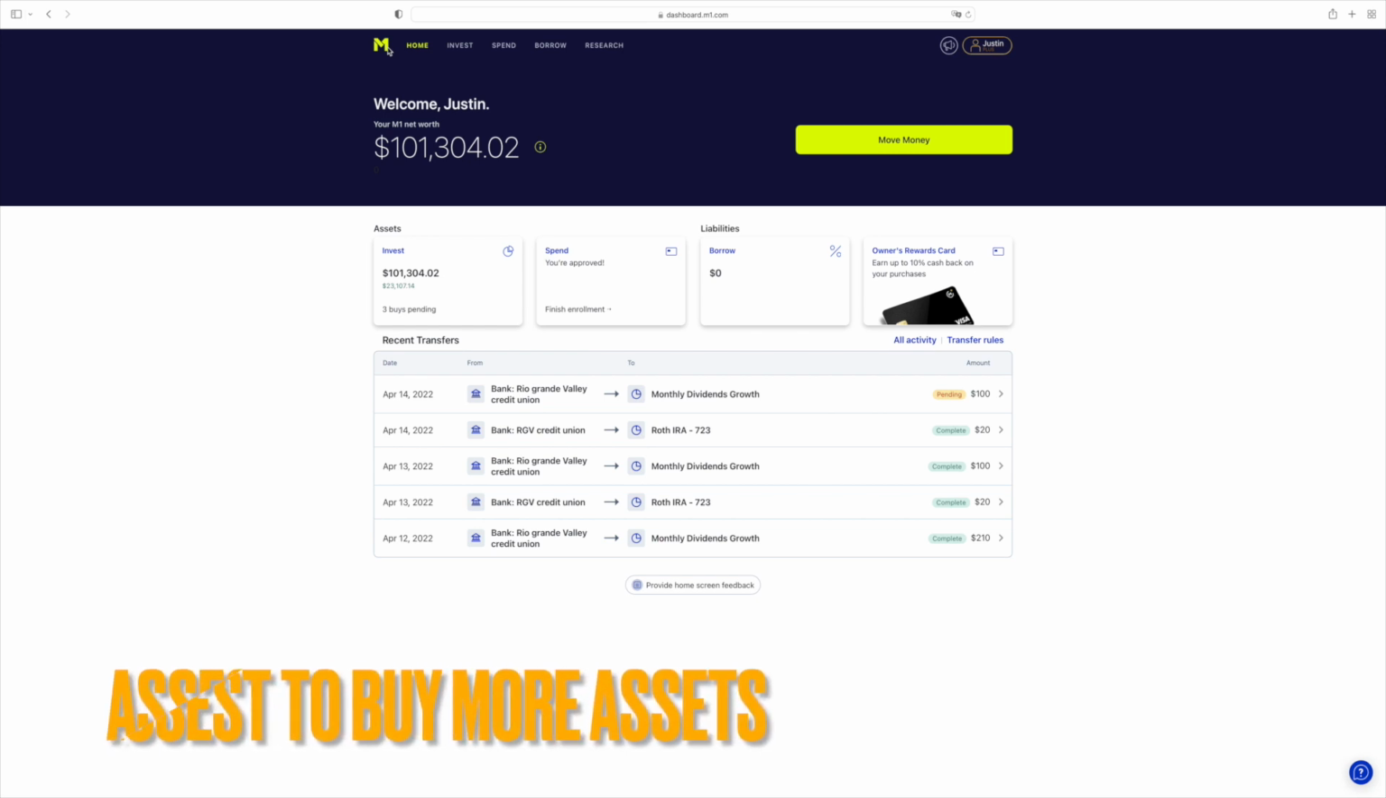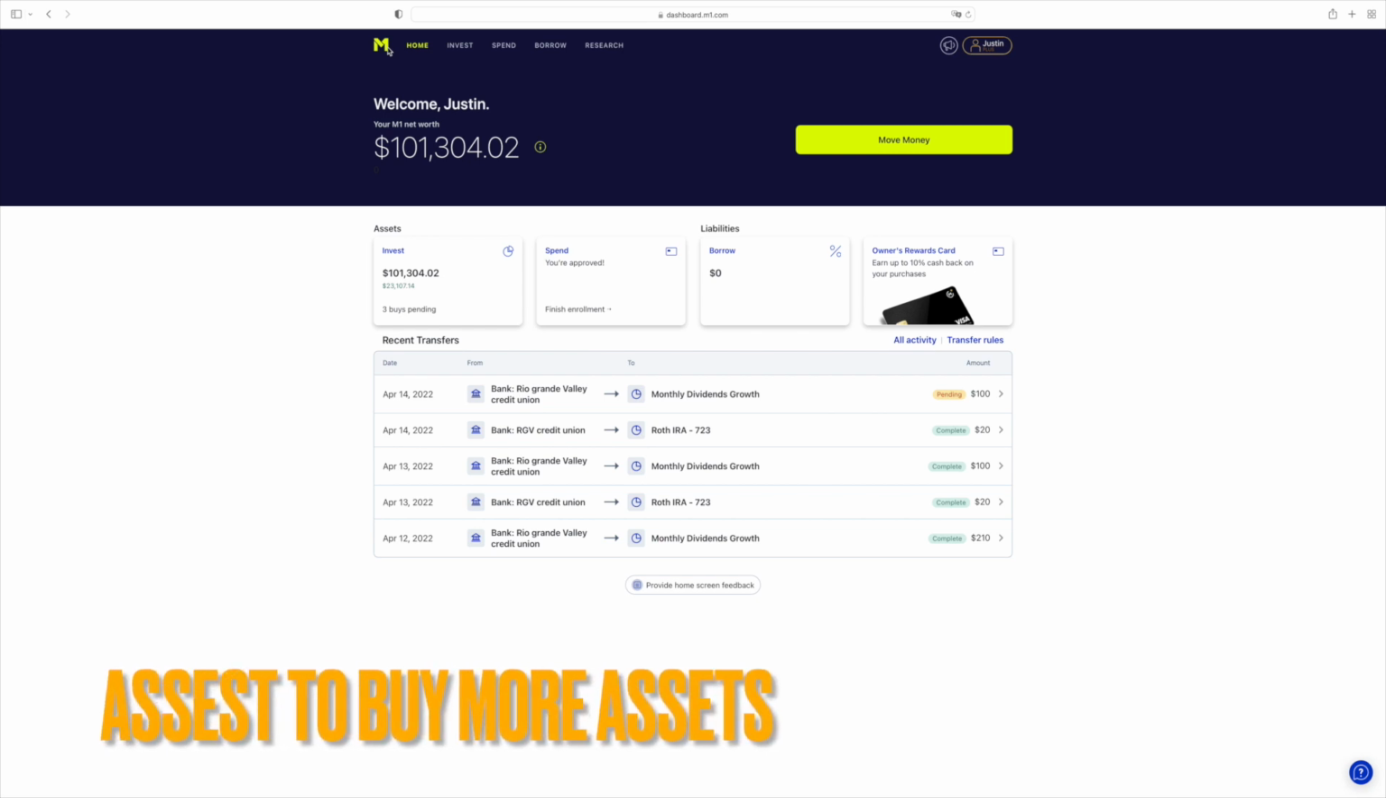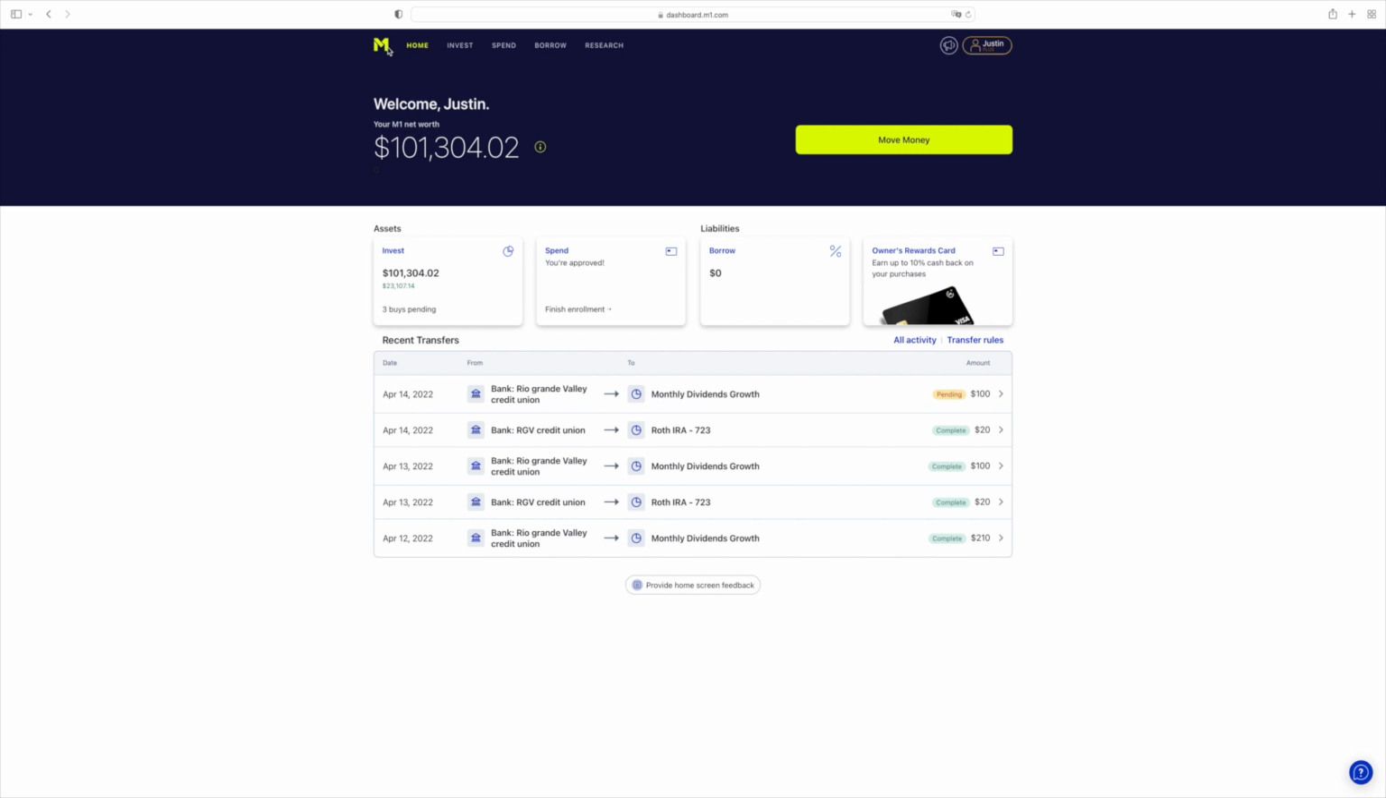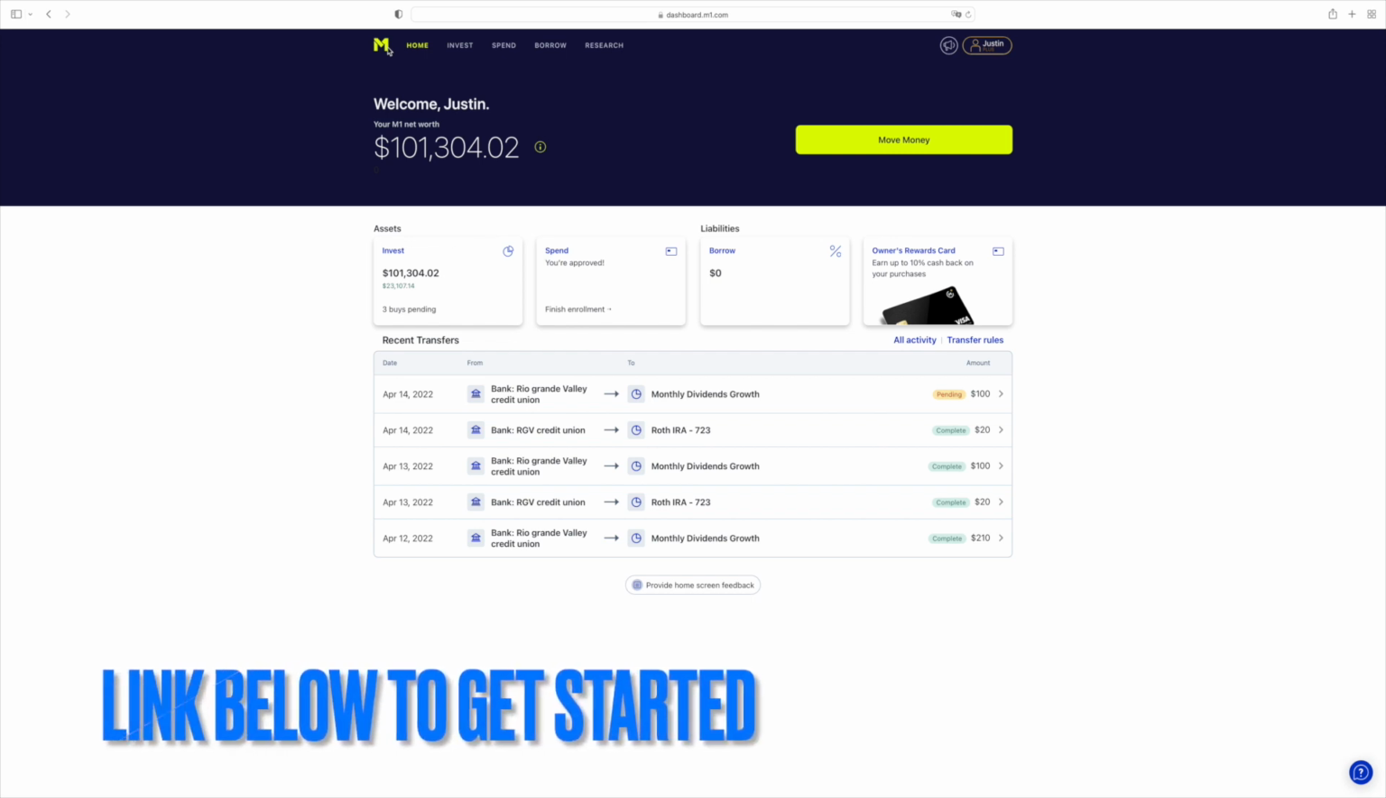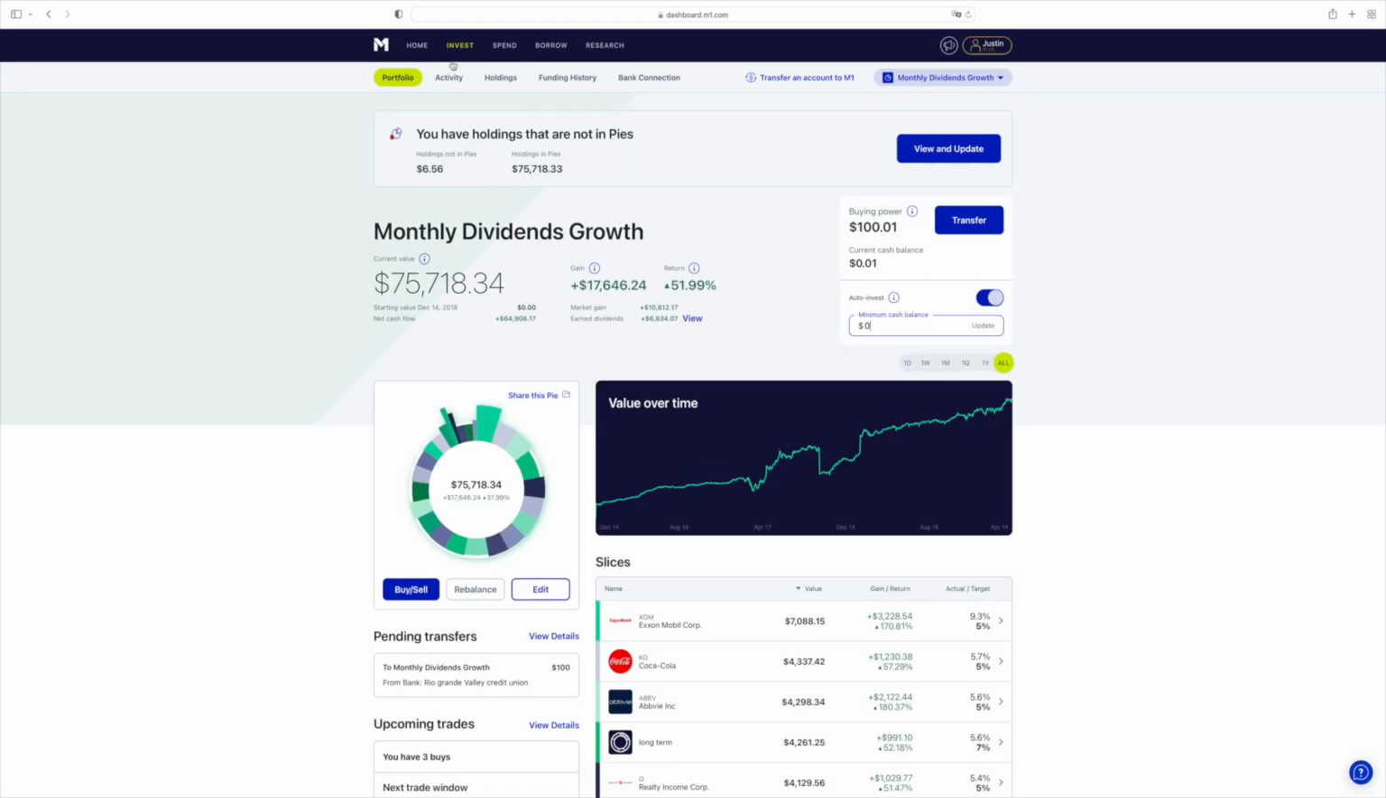So you've heard rich people say, I buy assets that buy more assets. And they avoid all of that. They avoid capital gains. So right here, this is my brokerage. This is M1 Finance. There's a link below if you want to join. So I invest right here. Right now I have $75,000 invested in this brokerage.